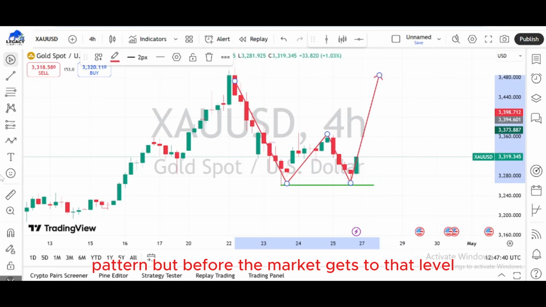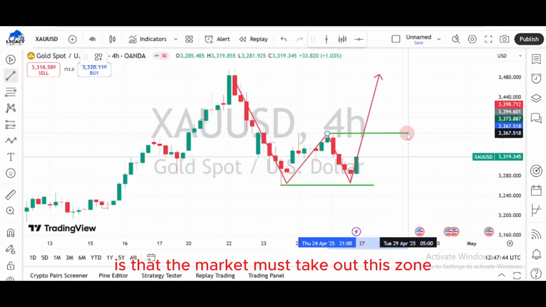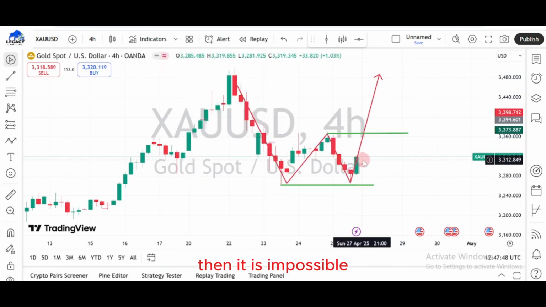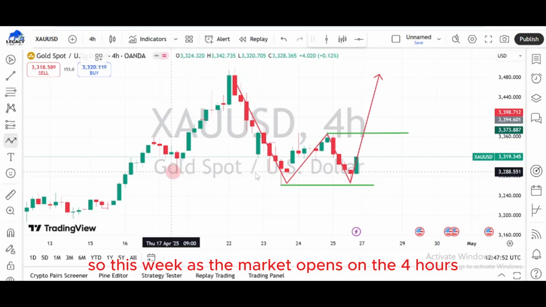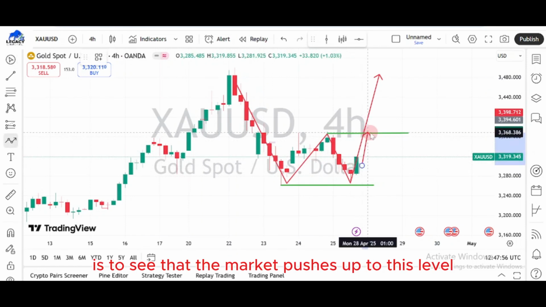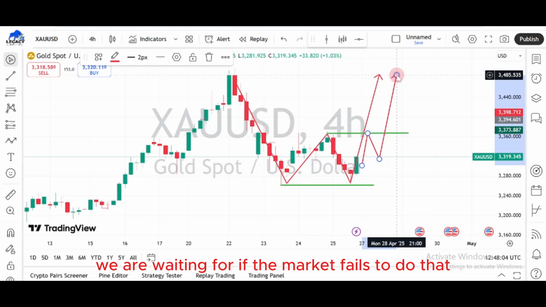But before the market gets to that level, one thing we need to understand is that the market must take out this zone. If the market fails to take out this zone, then it is impossible for the market to get to this level. So this week, as the market opens on the 4 hours, what you should be expecting as a trader is to see the market push up to this level and maybe retrace a bit, then break and move up to give us the W pattern we are waiting for. If the market fails to do that, then you don't go in for a buy.